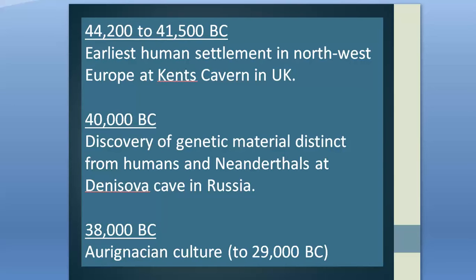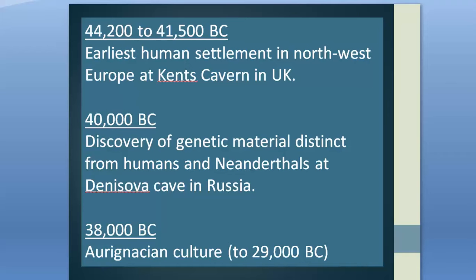Another discovery of a piece of upper jaw at Kent's Cavern in Torquay, Devon, southwest England, was estimated in 2011 to be dated between 44,200 BC and 41,500 BC, making it the earliest anatomically modern human fossil yet discovered in northwest Europe. Both of the results from Italy and England fit in well with stone tool discoveries that suggested that humans were in Europe by 40,000 BC.